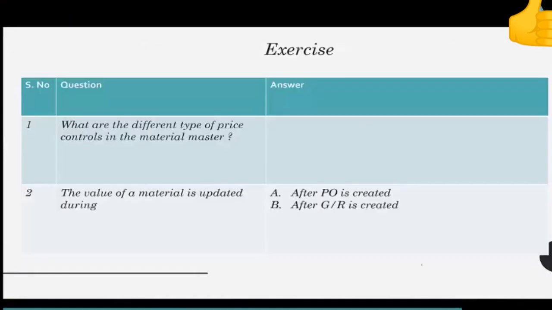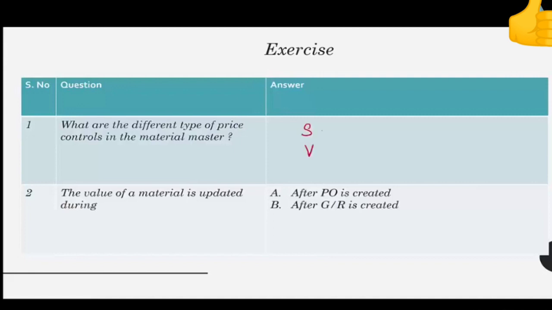Exercise. What are the different types of price controls in the material master? We have seen that there are two different types of price controls. What are they? Question number 2. The value of a material is updated when? Is it during PO creation or goods receipt creation?